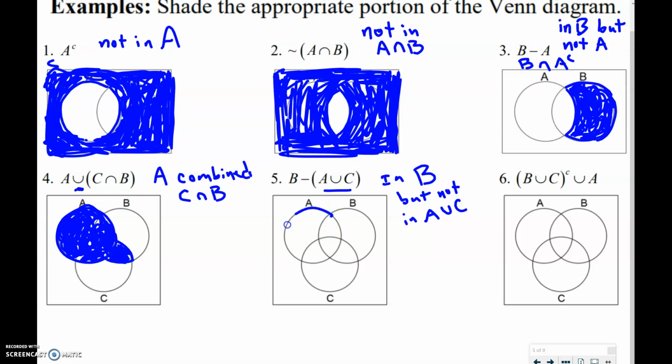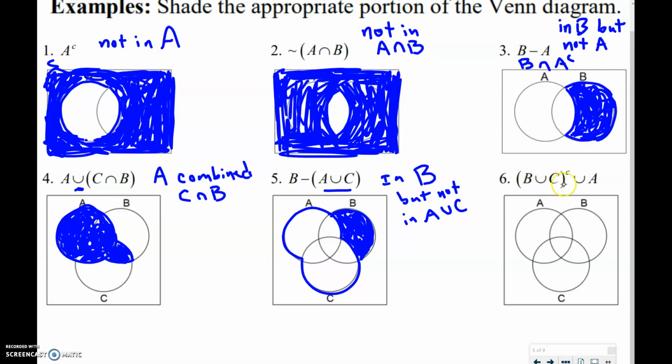So I'm going to draw the circle or the outline of A union C. There's A union C. I have to stay outside of that boundary, but I have to stay in B. So I'm going to shade over here. Everything in B that is not in A union C. So in B, not in A or C. There we have it.